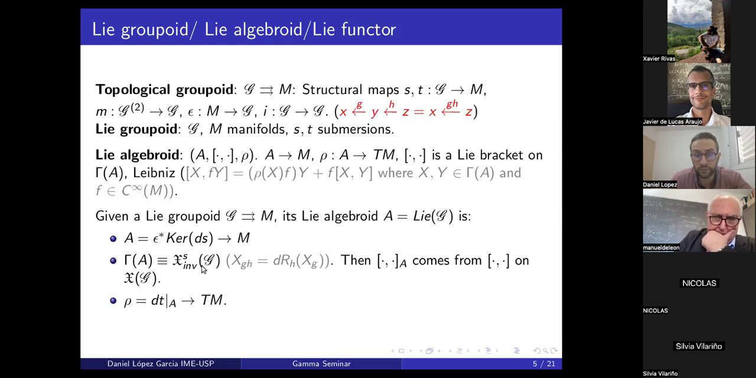Because we have this identification, we can consider the Lie bracket just by taking the restriction of the canonical bracket on vector fields to this set here. And finally, the anchor map is just the derivative of the target map, restricted to A. And this is how you produce a Lie algebroid.